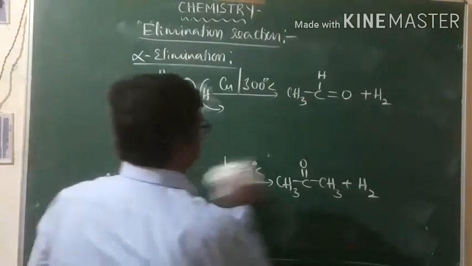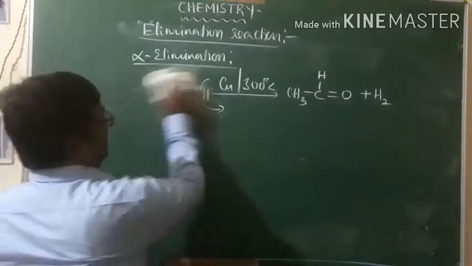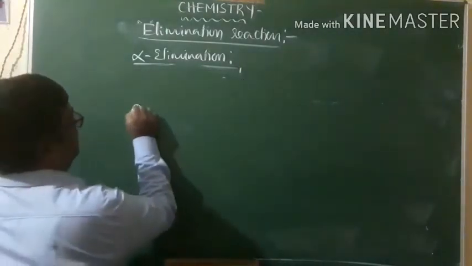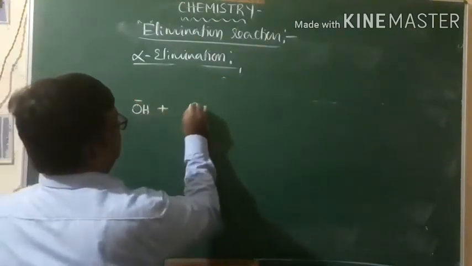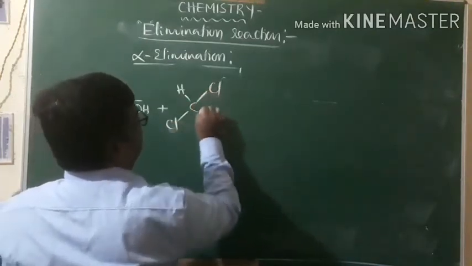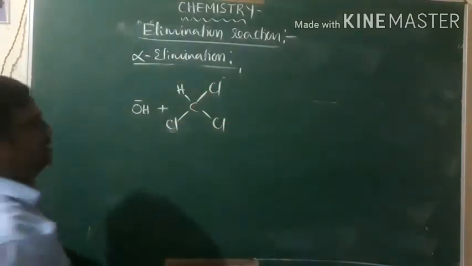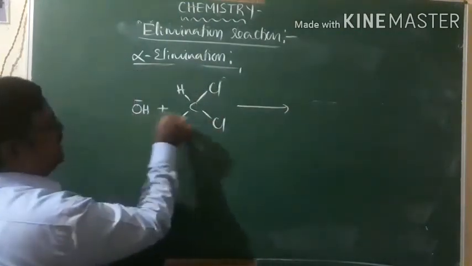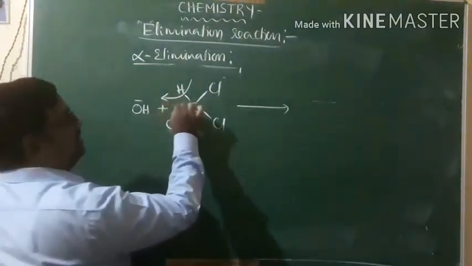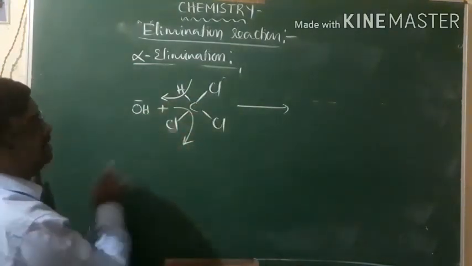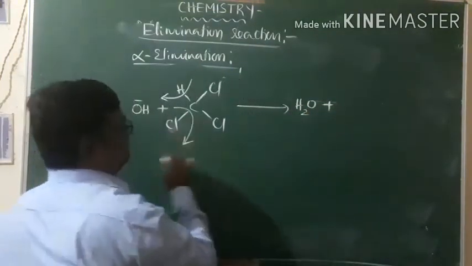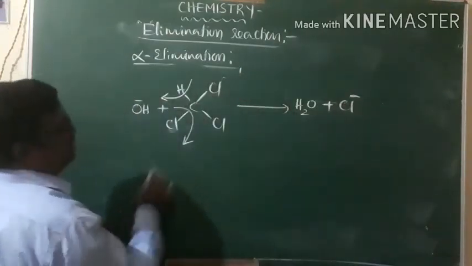I'll give one more example for alpha elimination that you come across in the Reimer-Tiemann reaction. In the Reimer-Tiemann reaction, we have OH minus, where we use chloroform, that is CHCl3. So what happens, when the base attacks this chloroform, it abstracts H plus. When H plus is removed, naturally Cl minus will come out. H plus reacts with OH minus and you get H2O, and Cl comes out in the form of Cl minus.